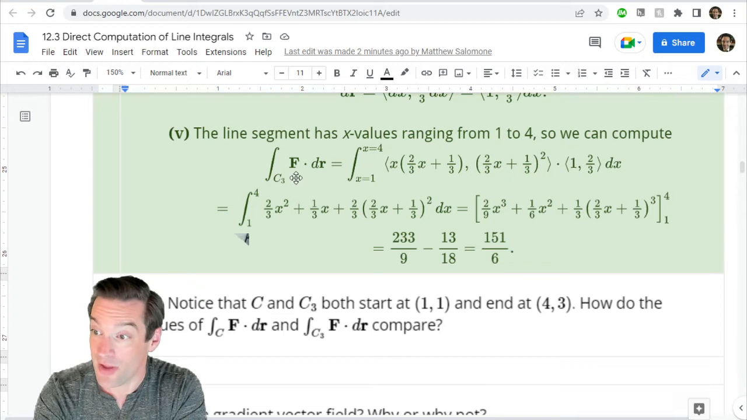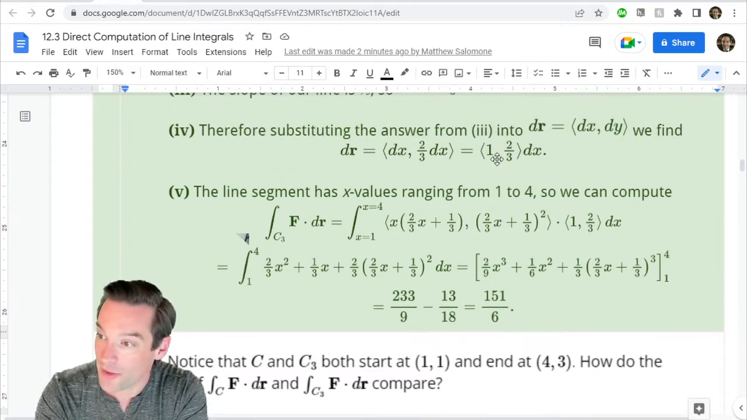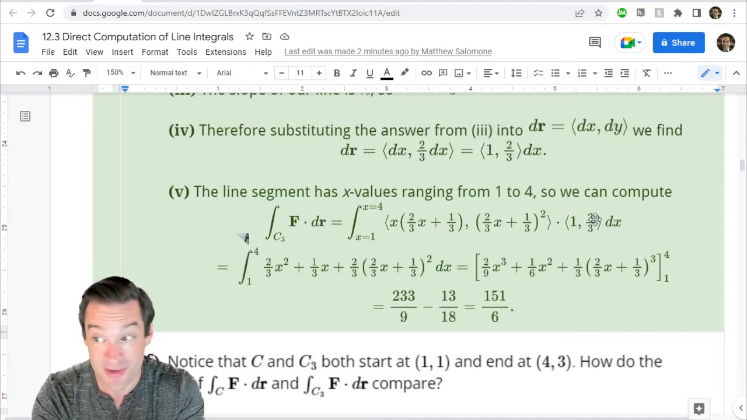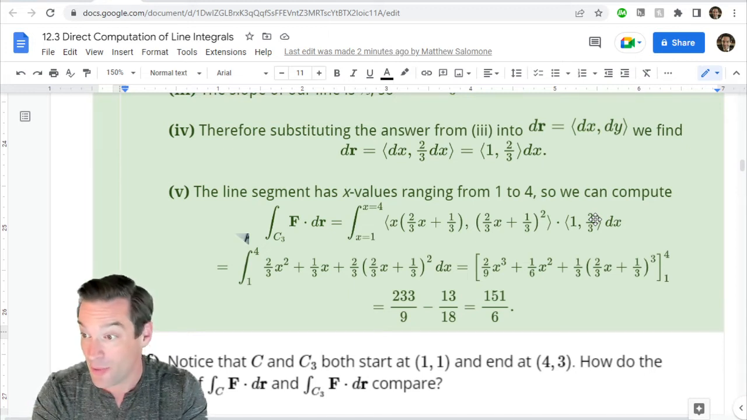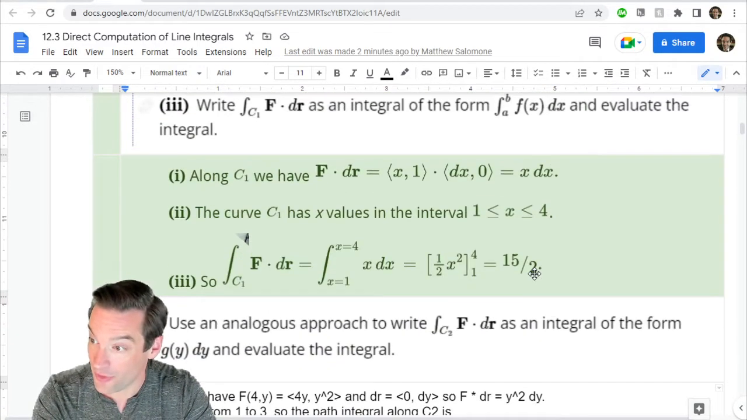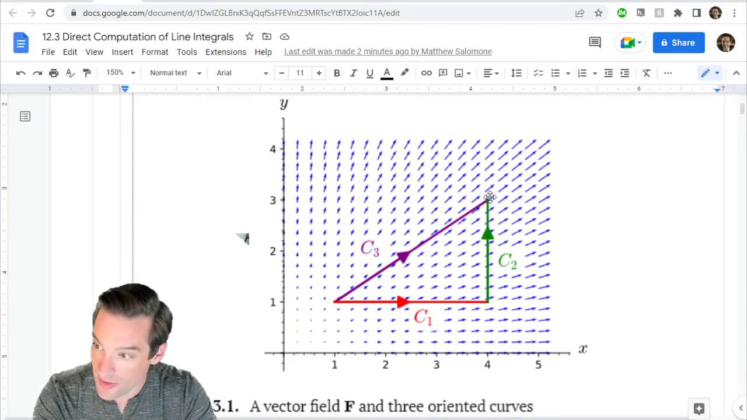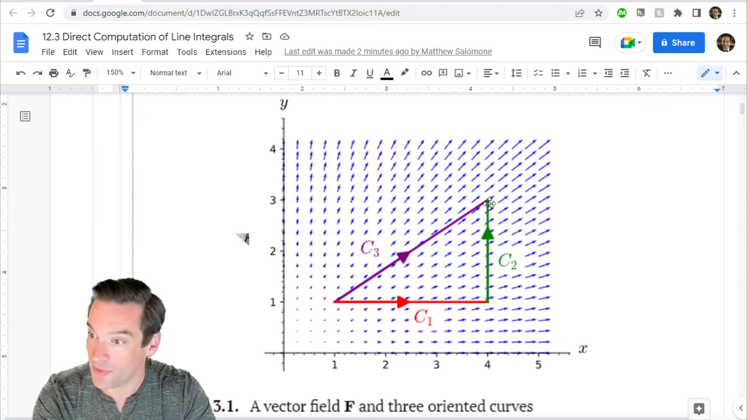And so dr becomes dx comma 2/3 dx, or in other words, 1 comma 2/3 multiplied by dx. So when we take the dot product of f with dr, we end up getting the vector field evaluated on y equals 2/3 x plus 1/3, and so it has kind of this nasty formula, dotted with 1 comma 2/3 dx. So we do that dot product. We write it all out as a function of x. We integrate that from 1 to 4. It's a little bit nasty. We come up with 151/6 as the value for that path integral. So 15/2 on the bottom side, 26/3 on this side, and 151/6 if I go directly from 1, 1 up to 4, 3.